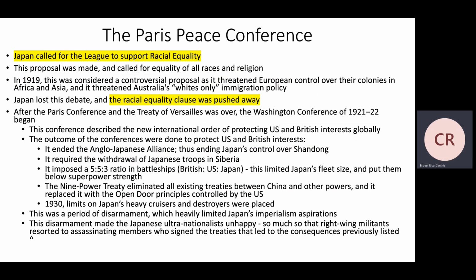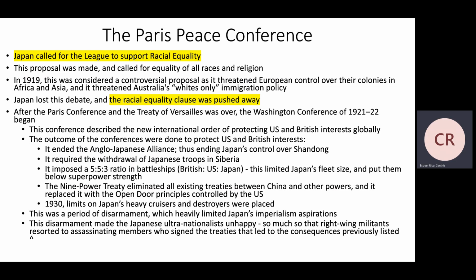Japan called on the League to support racial equality. This proposal was made in 1919 and called for equality of all races and religions. This was considered a controversial proposal. Remember, racism is super alive, right? And people aren't really filtering themselves out.